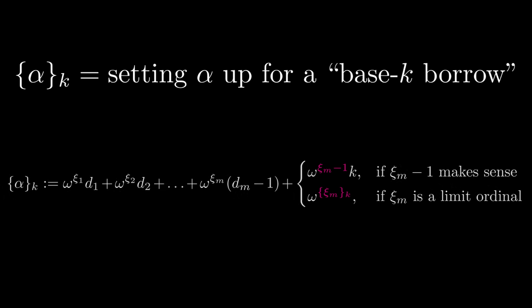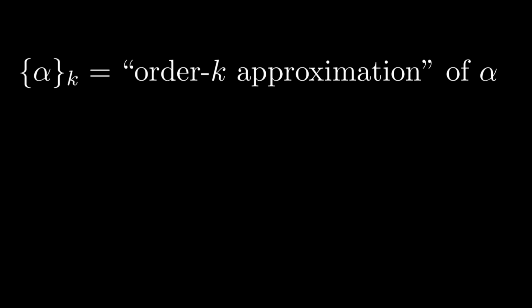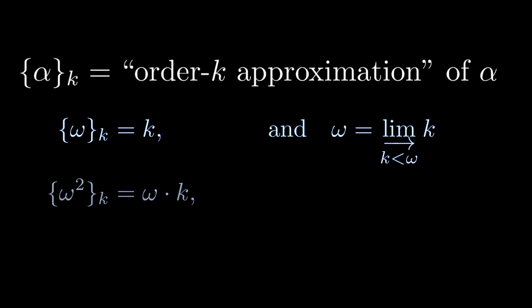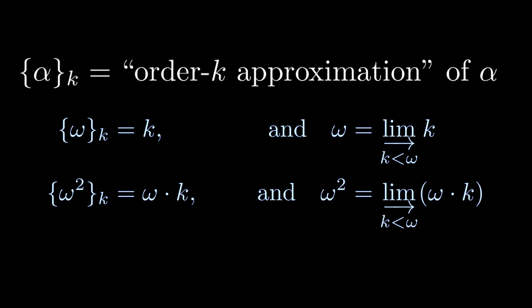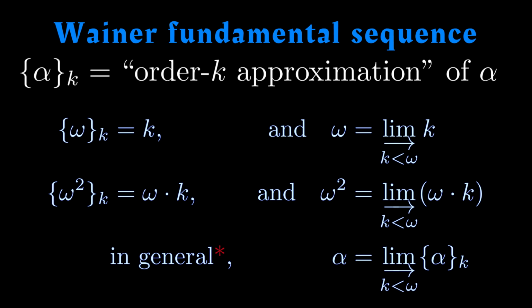Now, on top of being set up for base k borrows, you can also think of alpha k as an order k approximation of alpha. For example, the base k prep for omega just gives you k, and omega is in some sense the limit of all of these k's. Similarly, the base k prep of omega squared is omega times k, and omega squared is in the same sense a limit of the omega times k's. This interpretation also makes sense in general. In fact, the sequence of alpha k's has a special name. It's called the Wainer fundamental sequence of alpha.